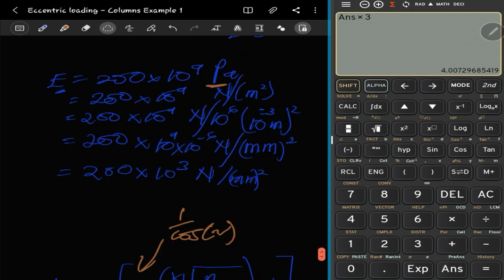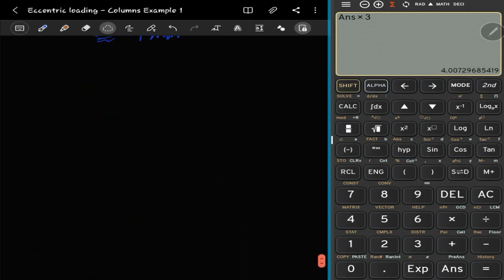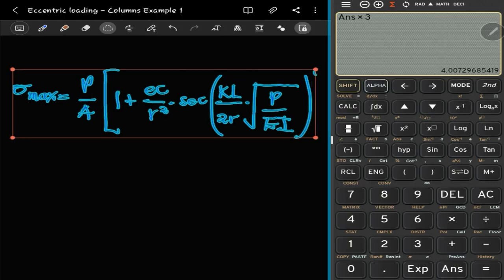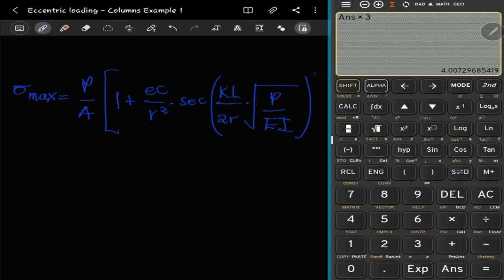So now we are using this. We go through the same process: put the equation down, look at the values that we don't have, work out how to get them, and then move on to solve. So the maximum stress has the equation of this form. Let's see what we don't have. We have P, we don't have A, the cross-sectional area. We have E, we don't have C, we don't have R. So we move on to find the A, the cross-sectional area.